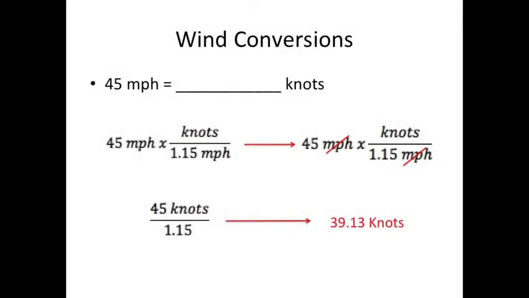First, set up your conversion. Take 45 miles per hour and multiply it by the conversion, which is 1 knot for 1.15 miles per hour. You want to get your answer in knots, so you'll put that on top, and miles per hour will go on bottom because you want them to cancel. After miles per hour cancel, you multiply across and get 45 knots over 1.15. You can use two decimal places.